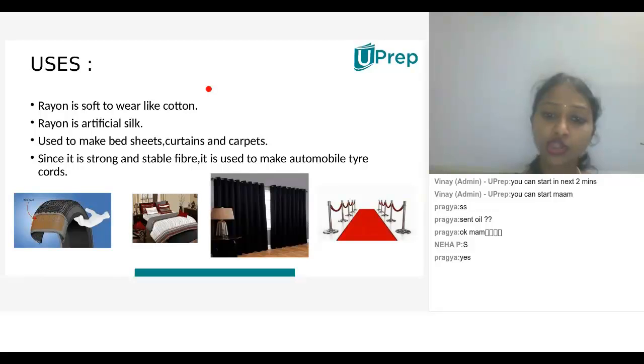So another use is to make bed sheets, curtains and carpets. Rayon is like artificial silk, which we have also discussed. It is used to make bed sheets, curtains and carpets.